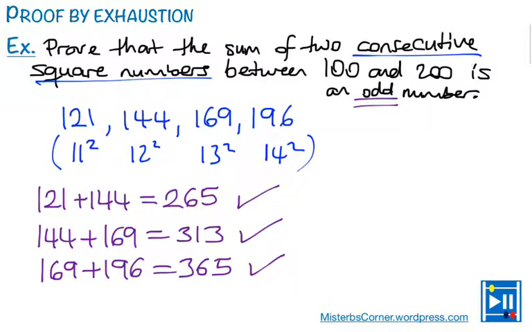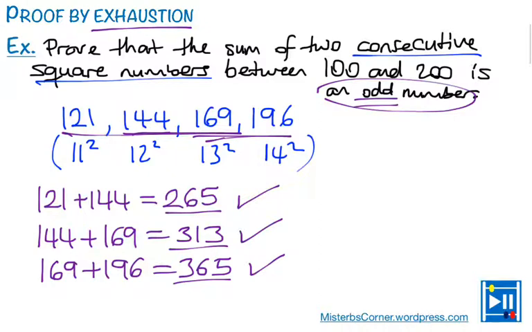Tick. Now this is what we mean by exhaustion. We use up every possible number, every possible case, and we show that in each case what is asked is proven. So here we tried the first two square numbers, we ended up with an odd number. We tried the next two, and we ended up with an odd number. And we tried the last two, and we ended up with an odd number. So in all cases we ended up with what is asked for. So this is the way I prove this statement, proof by exhaustion.